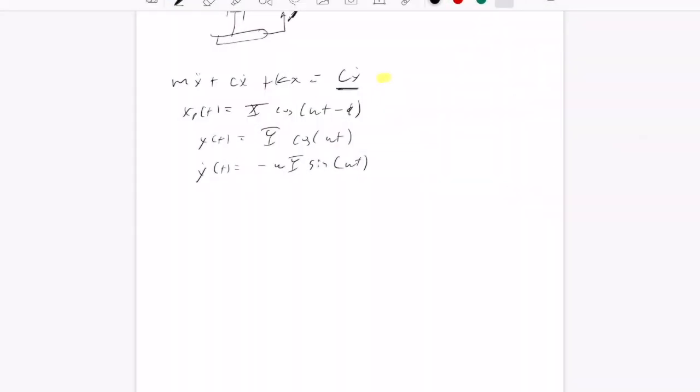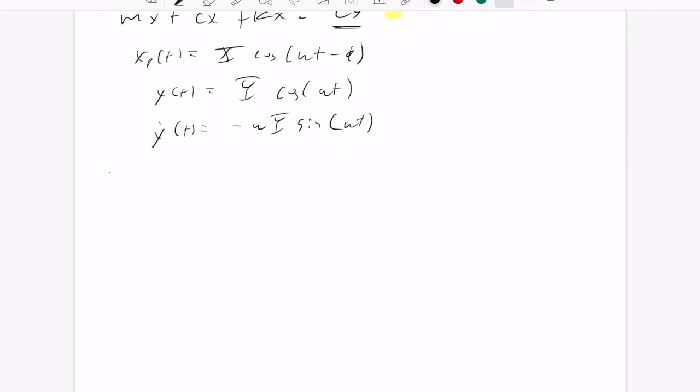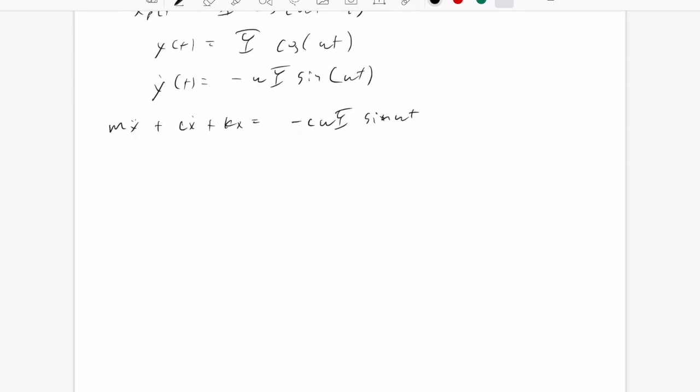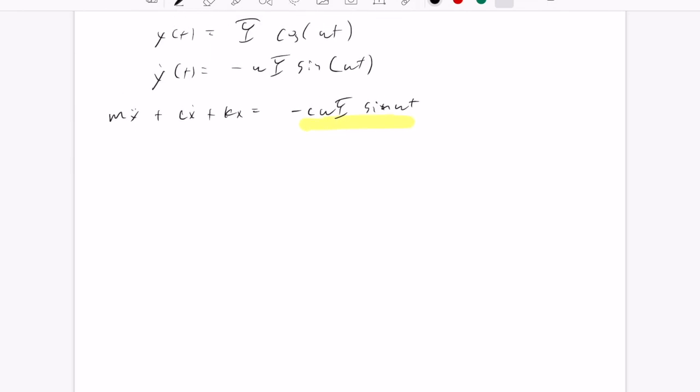Right, and then our equations of motion end up being m x double dot plus c x dot plus k x is equal to negative c omega Y sine omega t, okay? And now, of course, this has changed a little bit. Instead of being a function of cosine, it's been phase shifted to sine, okay? And I'm going to skip all the steps and focus mainly on the simplification.